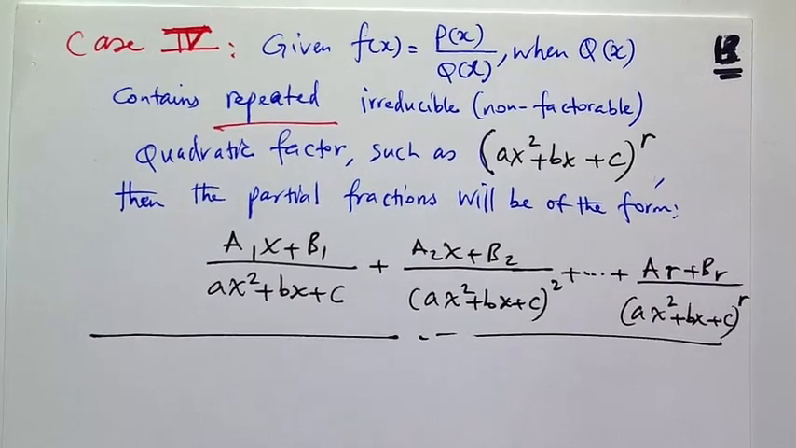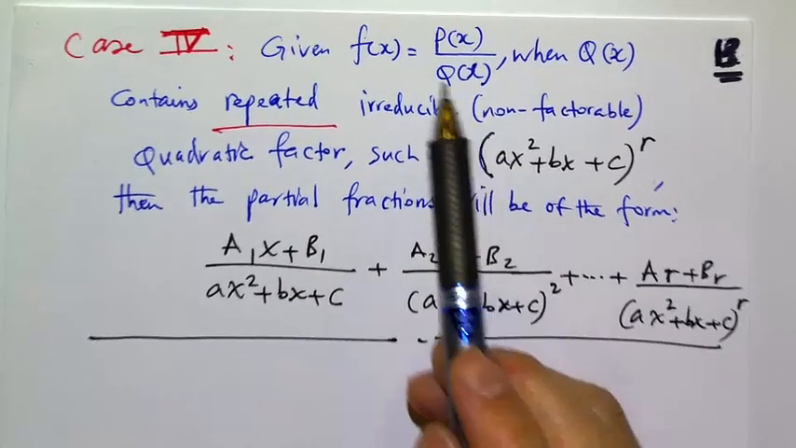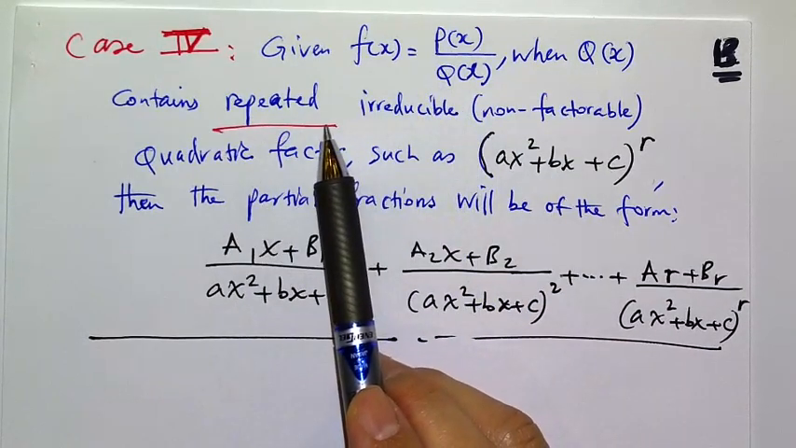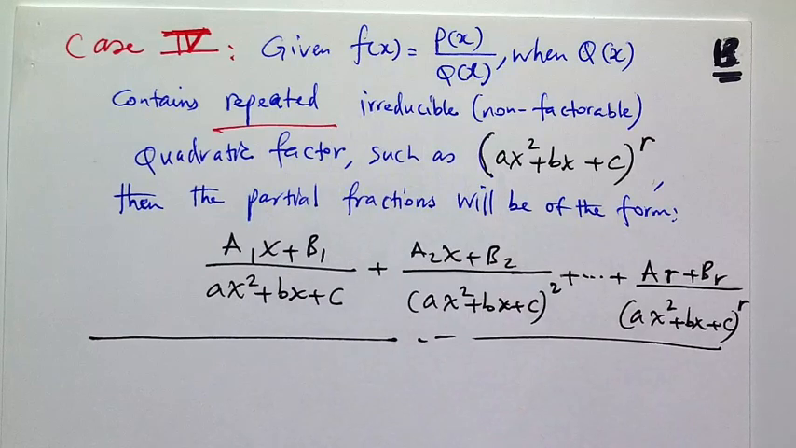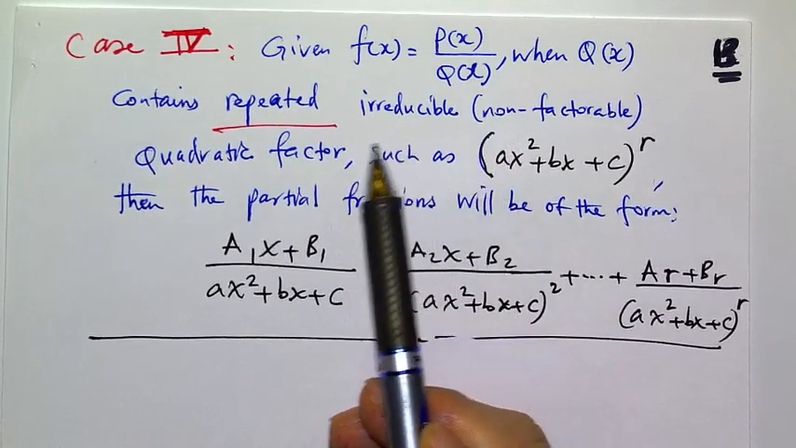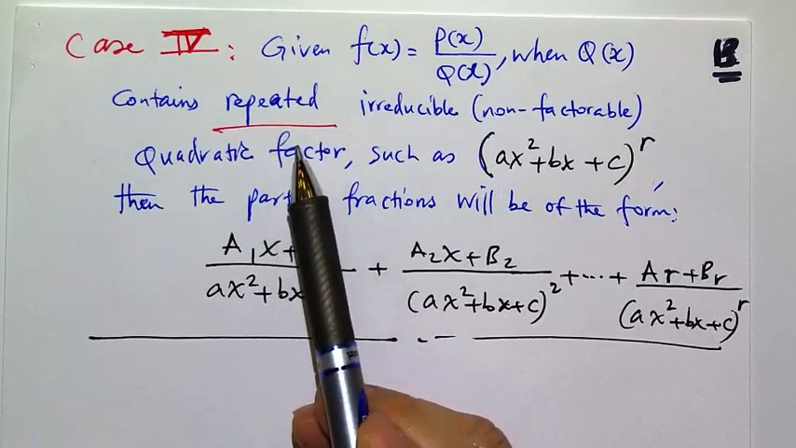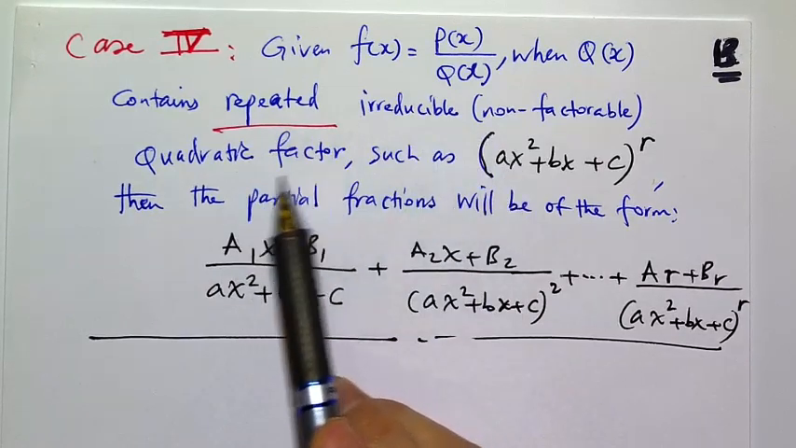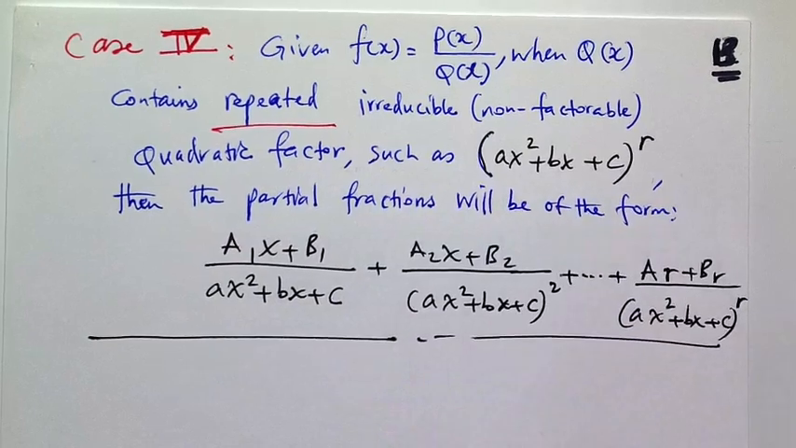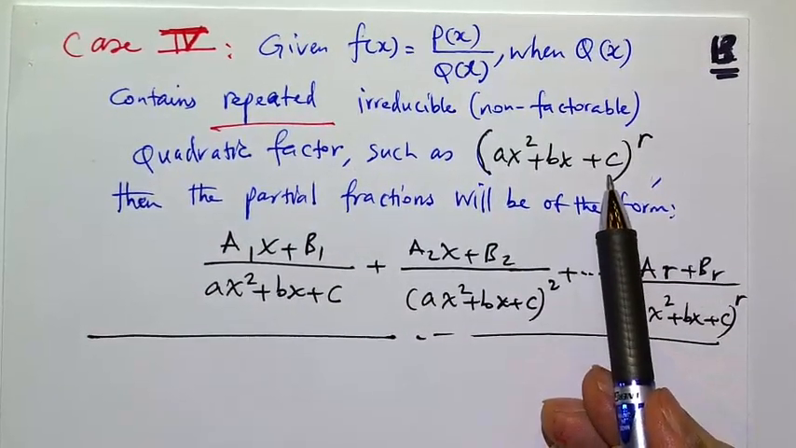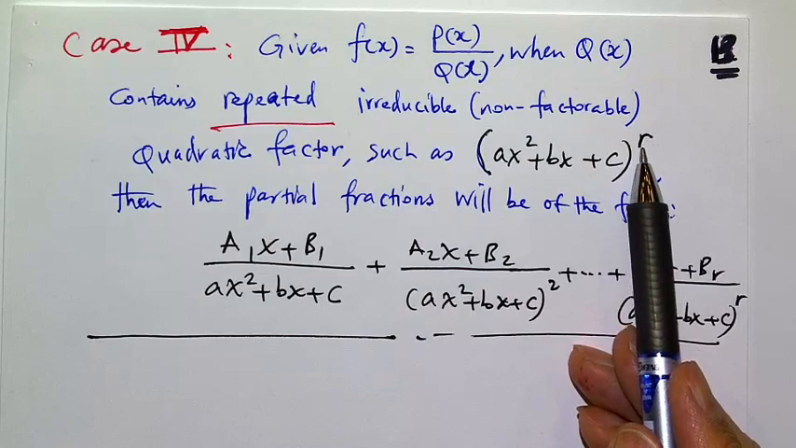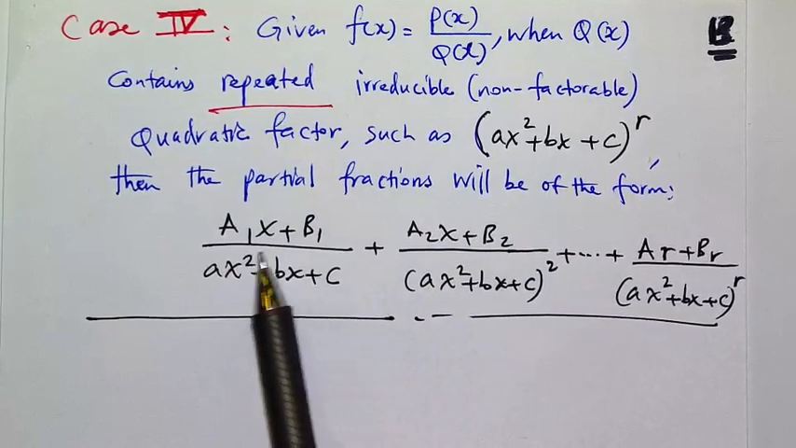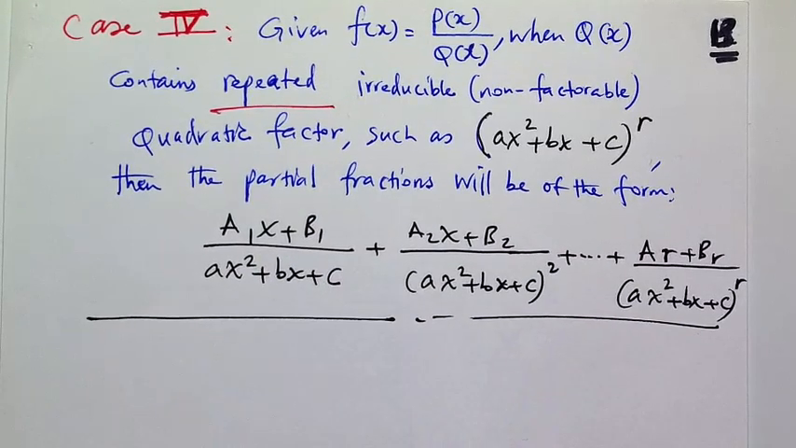So this is case 4, right? Case 4 being if we have a rational expression such that the Q(x), or the denominator, contains repeated factors. Remember, the previous case 3 was non-repeating irreducible quadratic factors in the denominator. But here this is repeated irreducible, or non-factorable, quadratic expressions in this form, r being something greater than 1, 2, 3, and so on. So then the partial fractions will be of this form: A1 x plus B1 and so on.